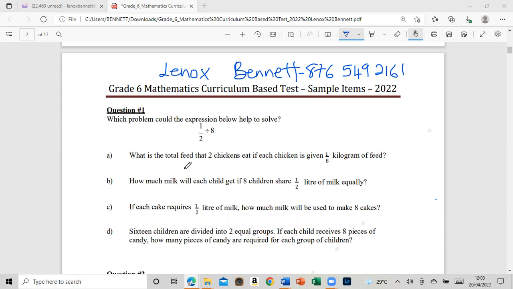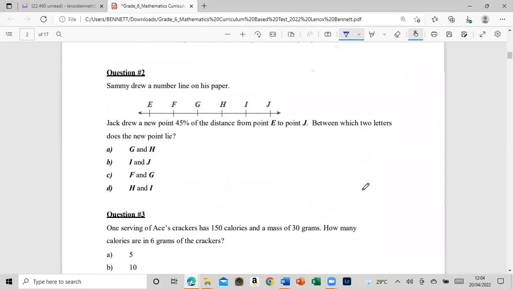All right, so we're not going to go any further. Let's just read out of curiosity. If each cake requires half liter of milk, how much milk will be used to make 8 cakes? 16 children are divided into 2 equal groups. If each child receives 8 pieces of candy, how many pieces of candy are required for each group of children? And that would be B. How much milk will each child get if 8 children share half liter of milk equally? So that would be our answer. So 1 would be B. Let's move on to 2.